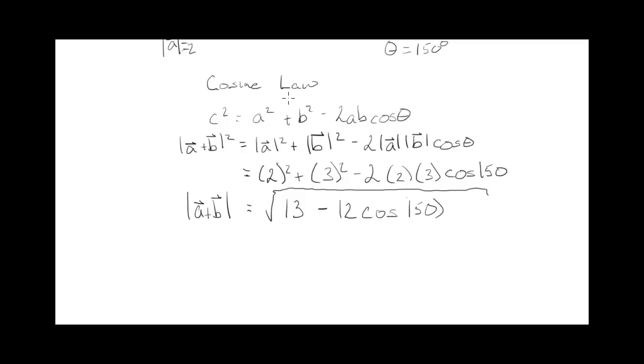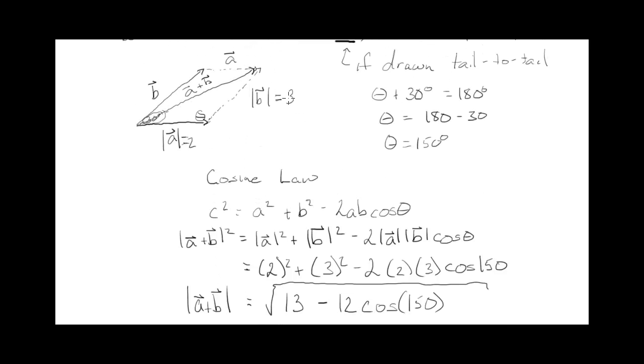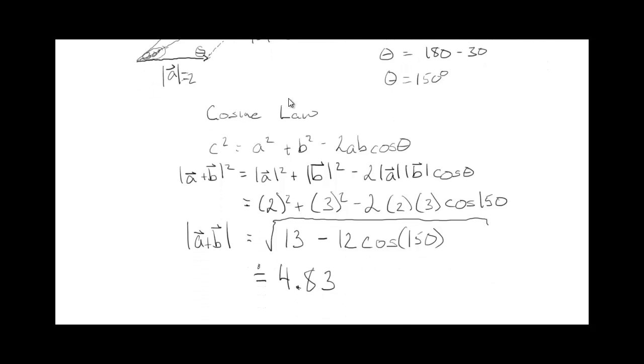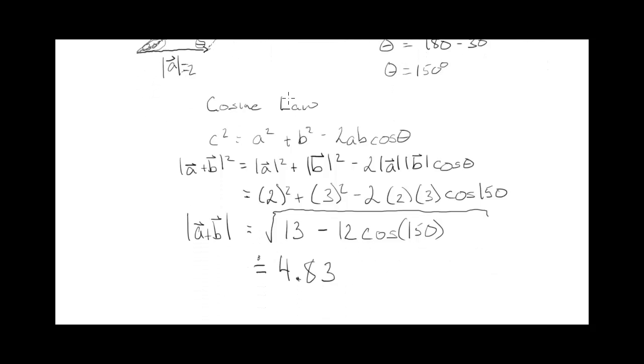And now this is going to be a decimal. So my suggestion here would be to put these numbers into your calculator and get the decimal approximation. 4.83. Okay, so that's the magnitude of this side. So this side here was 4.83 units. We weren't given centimeters, meters, we weren't given any units, so we'll just say 4.83 and leave it unitless, just like was done in the question.